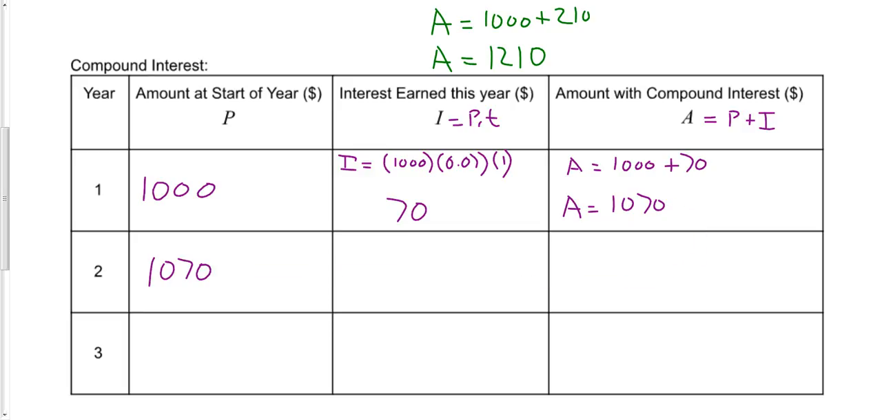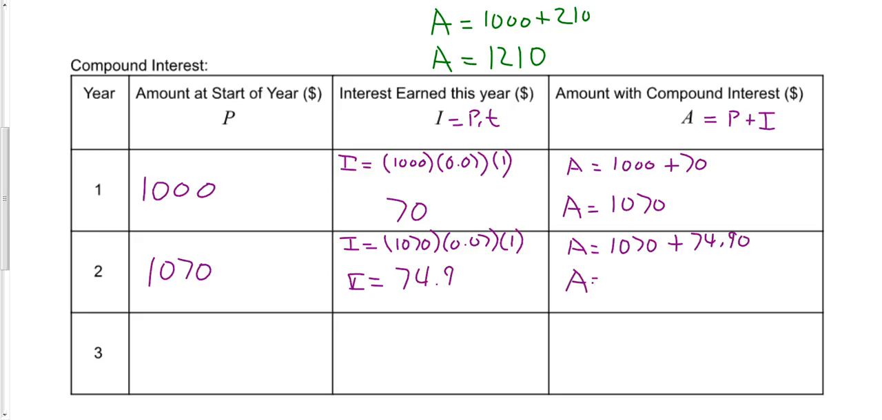So now we have to calculate our interest not on $1,000 but on $1,070. So I is equal to 1,070 times 0.07 times 1 year. So if we figure that out, 1070 times 0.07 times 1, $74.90. So between year 1 and year 2, we actually earned an extra $4.90. Okay? So our final amount is now $1,070 plus the interest that we earned, which is $74.90. So our final amount at the end of year 2 is $1,144.90.